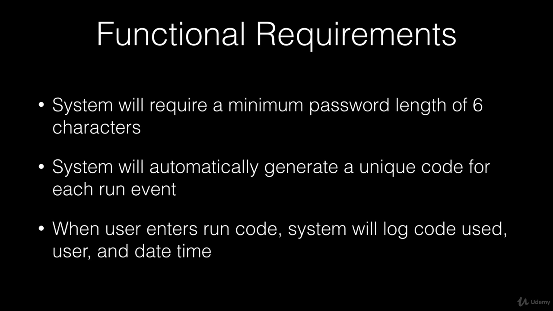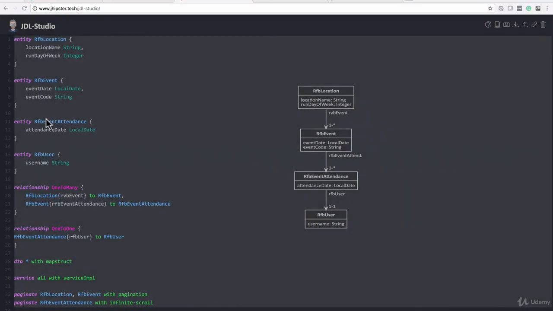So let's go in. I'm going to switch over to the JDL Studio now. Let's bring this up. And I think I'm pretty close to the requirements. So I'm using the abbreviation RFB, and that stands for Running for Brews. So I have an RFB location, a location name, and then run day of week. And that indicates what day of the week that the runs are.